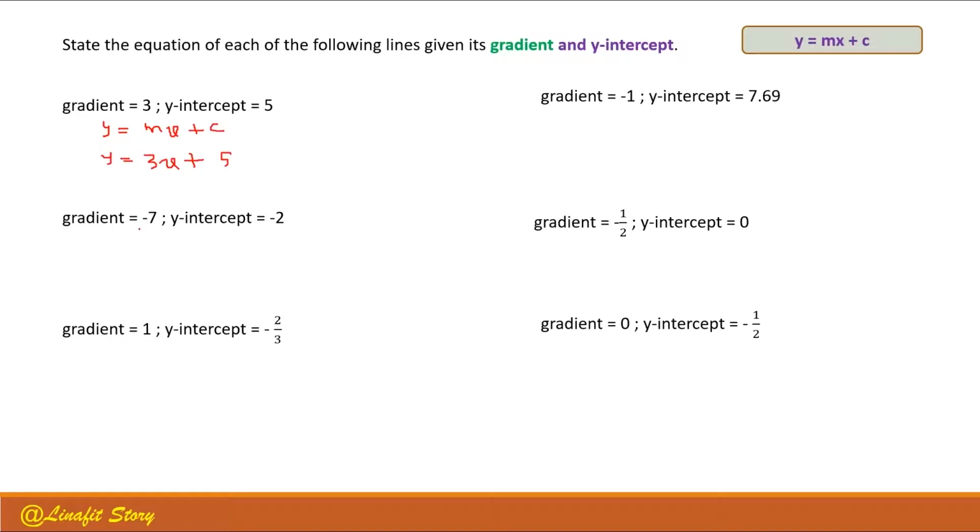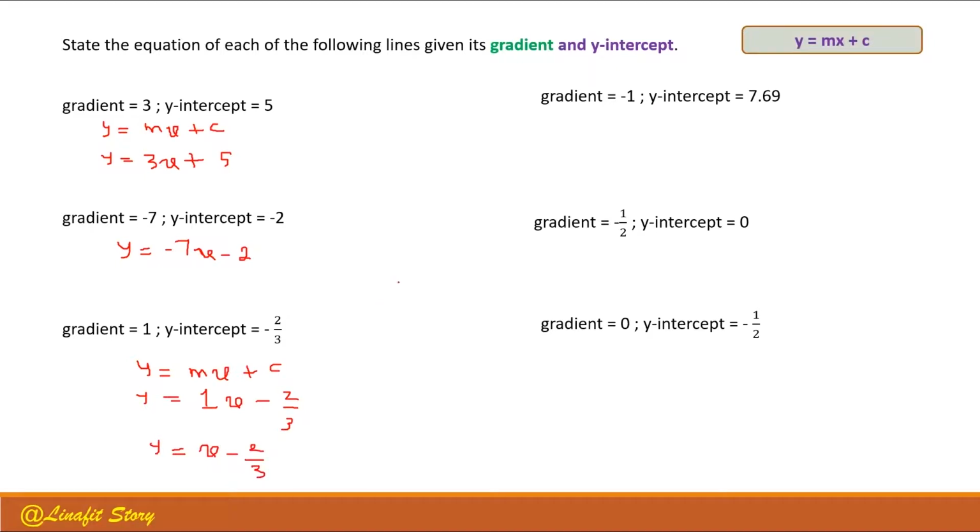Next, gradient is 7. y-intercept is negative 2. So y is mx plus c. So negative 7x minus 2. Next, gradient is 1. y-intercept is negative 2 out of 3. y is mx plus c. The gradient is 1. So y is 1x minus 2 out of 3. You just write it as y is x minus 2 out of 3.